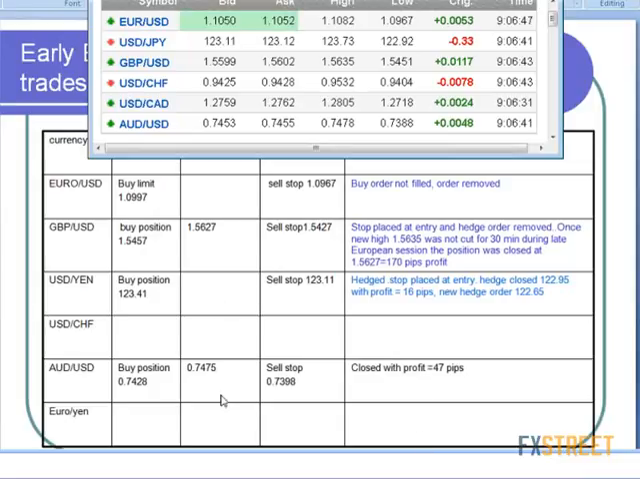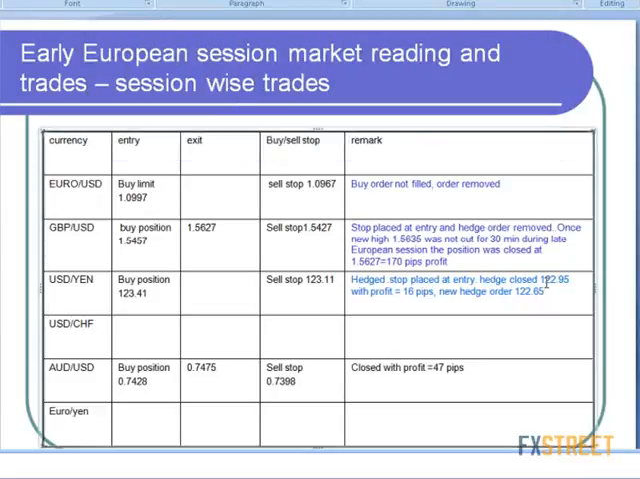So as far as the positions taken during the European session, only one position is left, that is USD-Yen. I got a buy at 123.41 with a hedge order at 123.65, and now the market has gained to 123.12, so I can move the hedge order 30 pips below the market. So I can just keep it at 122.80.